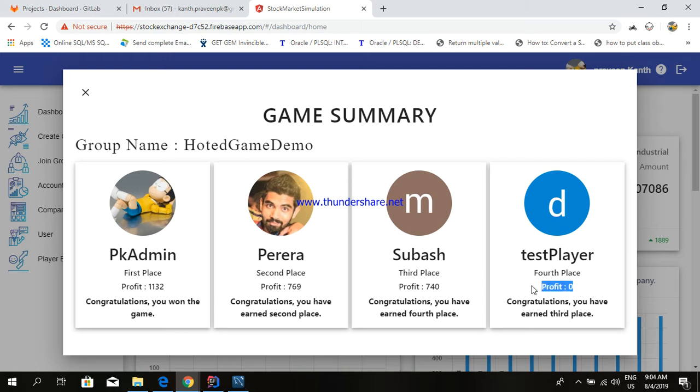He has a balance of zero. You can see the congratulations message, you won the game. We show these user-friendly messages in a nice way, and this also demonstrates player 4. Player 4 is one of the requirements of the maximum 4-player concept of our stock market simulation game. So I just wanted to show you how we play the game in a hosted environment.